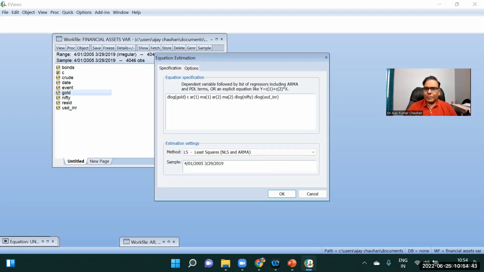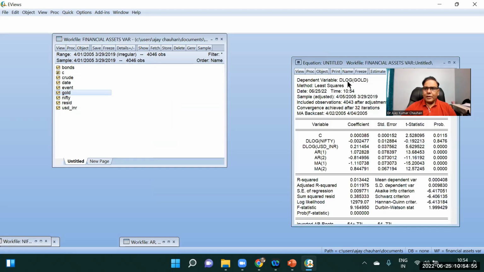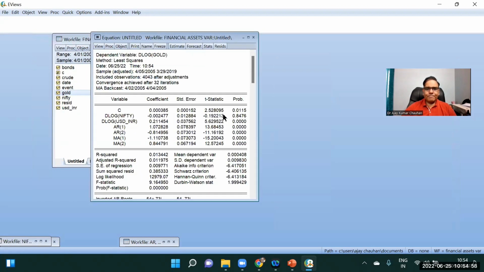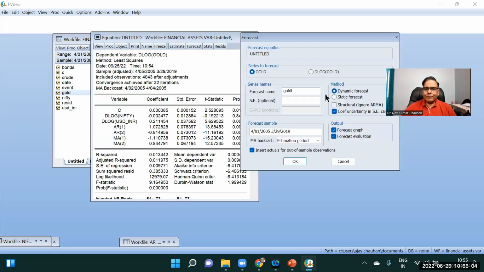So we are having the data up to 29th March. This is the forecasting equation. All the AR and MA terms are significant. When you do forecasting, the only thing is that you have to increase only 1 day, 30, because I'm doing only next day static forecasting for gold. So the ARIMAX model is only used for 1 day next forecasting.